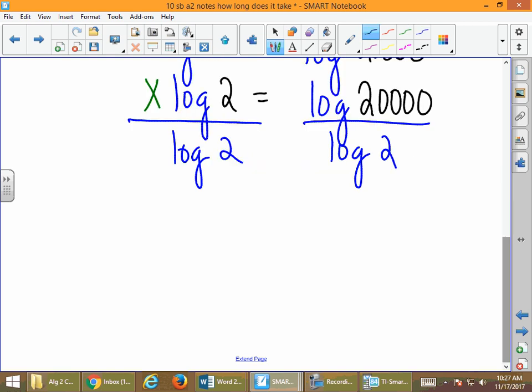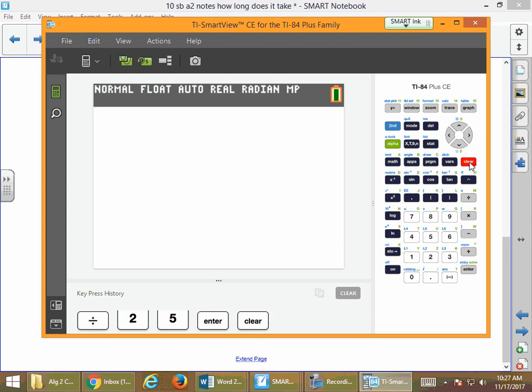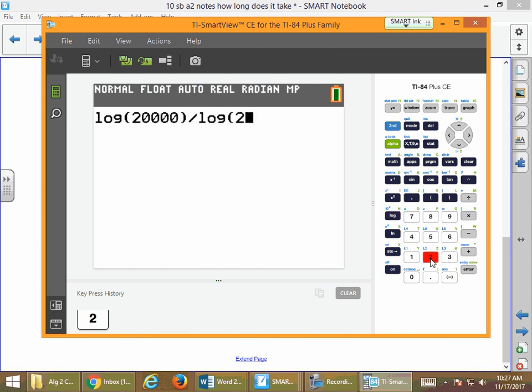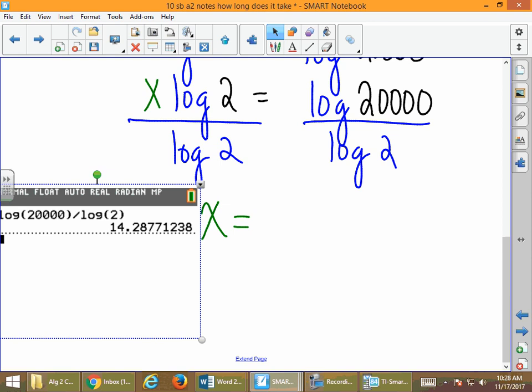And when we do, we're going to get our value for x. So we have to type that into our calculator here. Log of 20,000, close the parentheses, divided by log of 2, close the parentheses, gives us our value that we're going to have to round here in a minute.